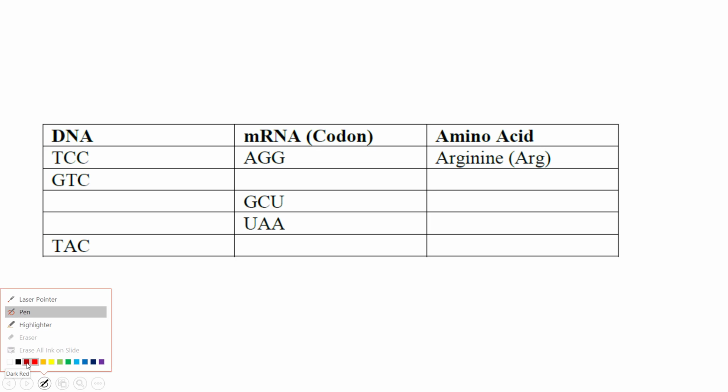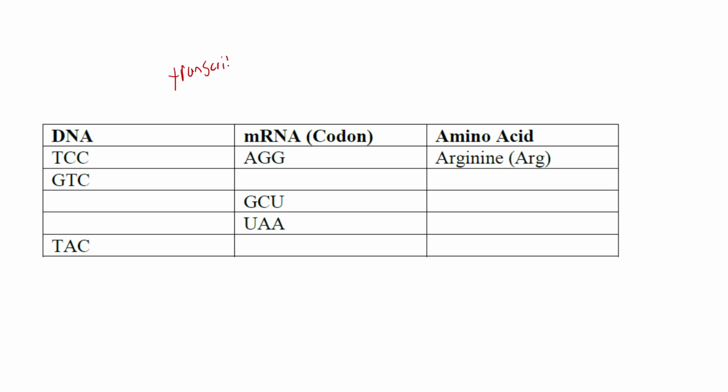Okay, so let's start with the first part. So we have a table here, and basically we have DNA, RNA, and amino acids. Going from column 1 to column 2 is transcription, and going from column 2 to 3 is translation. I did the first one for you at the top on your worksheet.